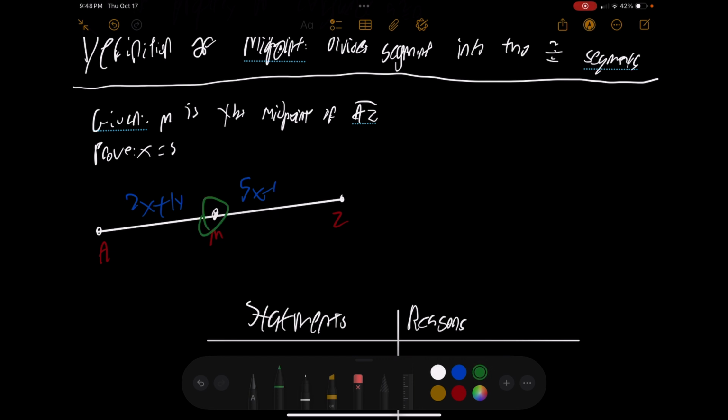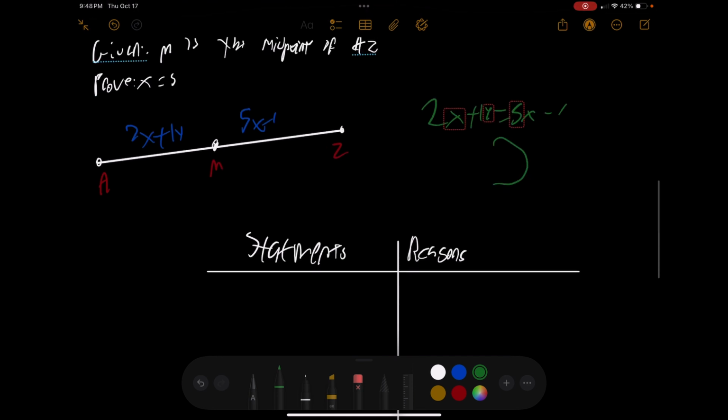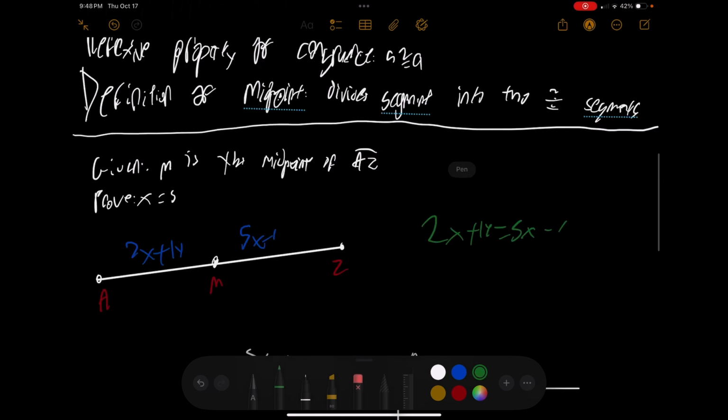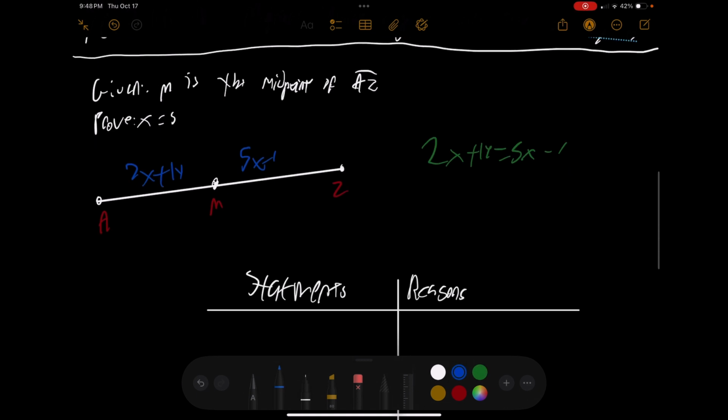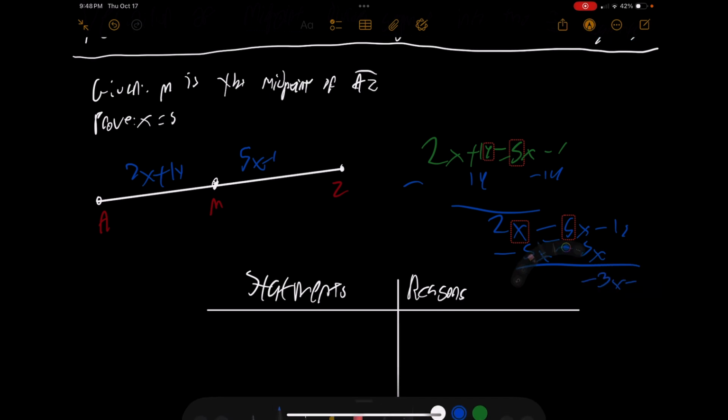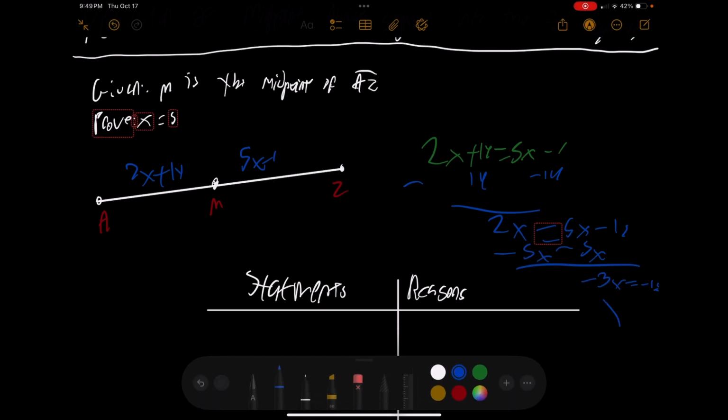So we know M is a midpoint. So now we already know 2x plus 14 equals 5x minus 1. But before you solve it, remember, we have to prove it down here in this statement and reason chart. So you can honestly make a concession: you can first not prove it and figure out how you would solve it normally. So you would solve it like this. Minus 14 minus 14. 2x equals 5x minus 15. Minus 5x. 3x equals negative 15. x equals 5.